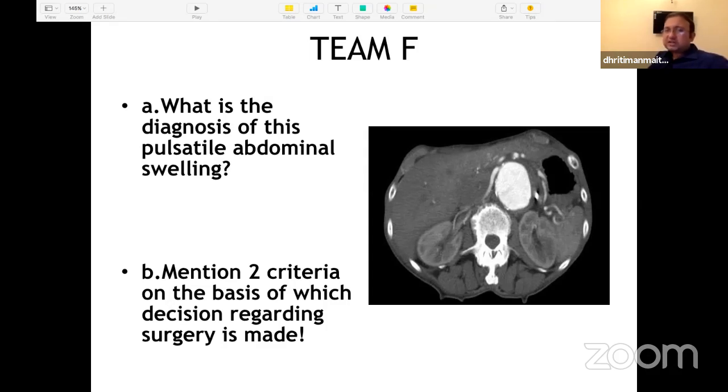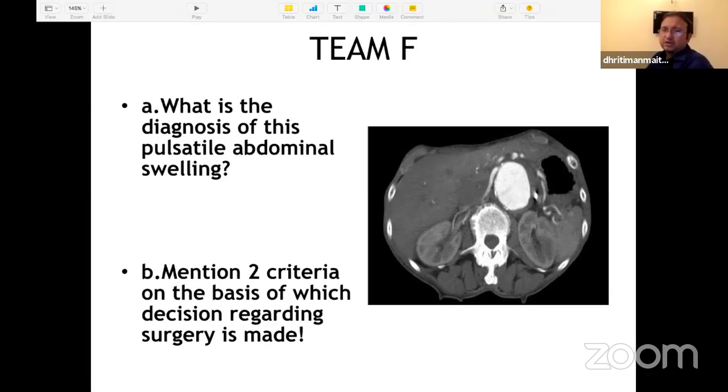This is a contrast enhanced CT scan in the arterial phase. Abdominal aortic aneurysm, and two criteria. No, I don't want names, I want what are the clinical criteria. Less more than 5.5 we'll treat, and in Marfan syndrome, if it's more than 4.5 we'll treat.